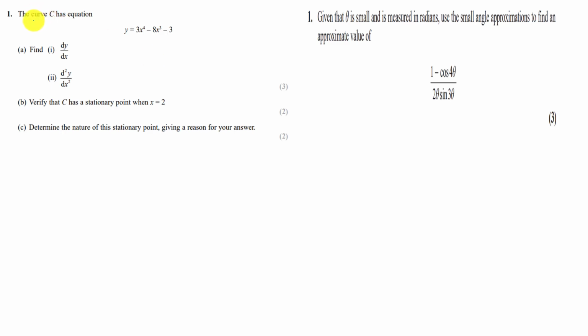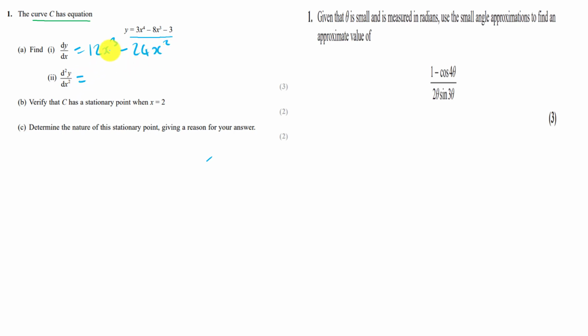Right, this is every question one of all the pure papers. So the curve has this equation, y equals 3x to the power 4 minus 8x cubed minus 3. Find dy/dx. So we just multiply by the power and decrease the power by 1. So that's 12x cubed minus 24x squared.